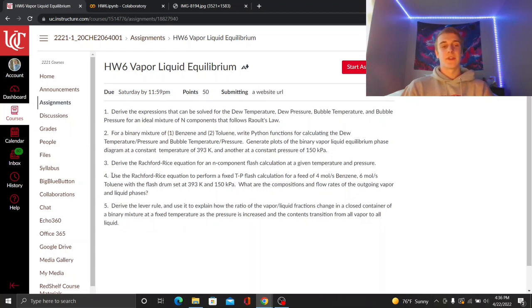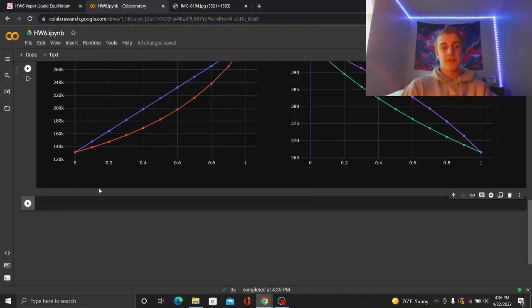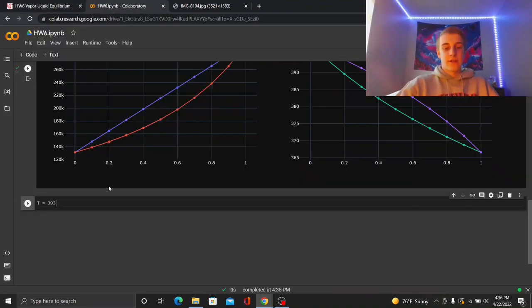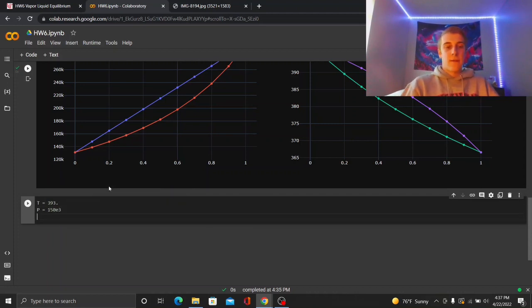So in this video, we will be using the Rachford-Rice equation we derived in the last video to perform a fixed T-P flash calculation for a feed of 4 mole per second benzene and 6 mole per second toluene with the flash drum set at 393 kelvins and 150 kilopascals. So we can start off by just putting in some of the things that we know just from the problem, like the temperature. It said was 393 kelvins, 393, and then it also told us the pressure, which will be at 150,000 pascals.